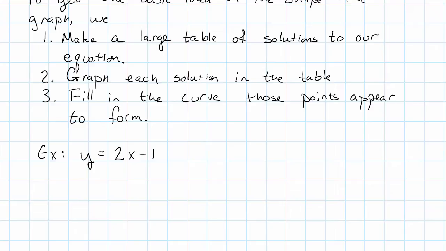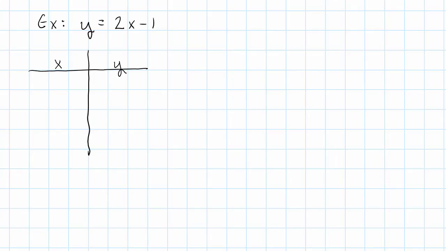I'm going to make a large table of solutions. Because of the form this equation is in, I see that it's going to be easier to choose x's, so I'm just going to choose a whole big list of x values. So now that I've chosen my x values, I find my y values.